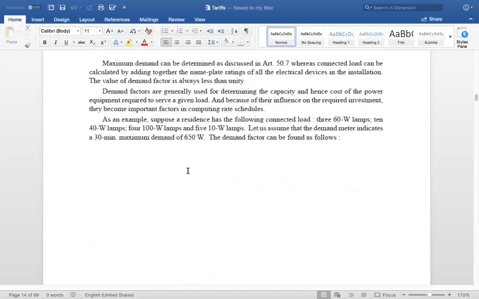Then we've got an example. Suppose a residence has the following connected load: 3 60-watt lamps, 10 40-watt lamps, 4 100-watt lamps, and 5 10-watt lamps. Assume that the demand meter indicates a 30-minute maximum demand of 650 watt. We must determine the demand factor.